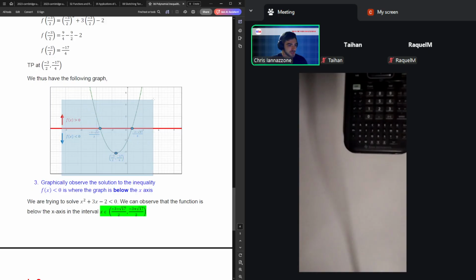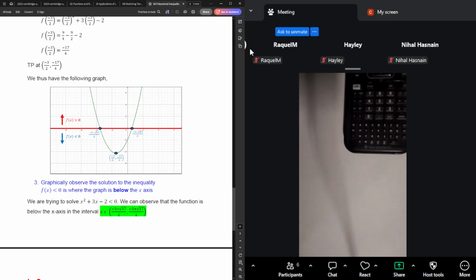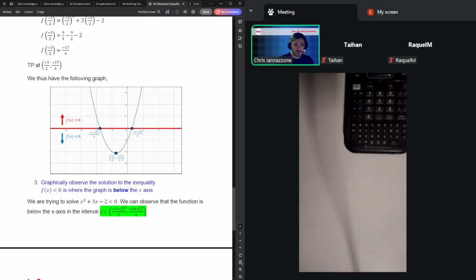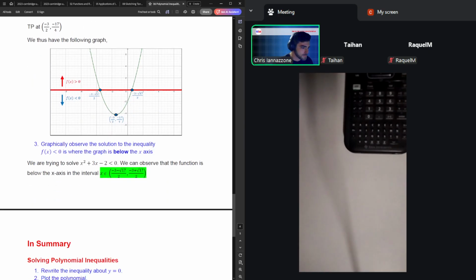That being said, it is a somewhat new concept, so are there any questions or clarifications for how this approach to inequalities works? Sweet.